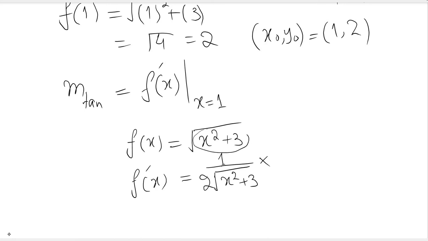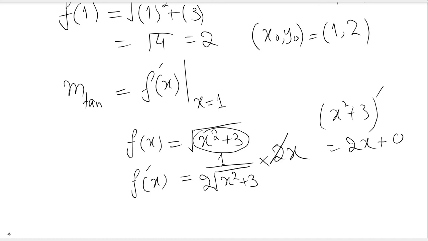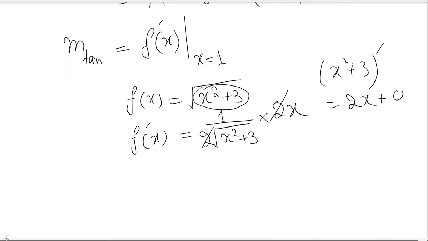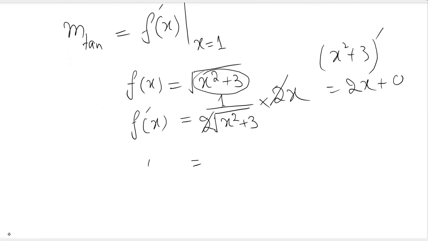This is the function which is inside the square root. We can calculate the derivative of x squared plus 3 separately: the derivative of x squared is 2x and the derivative of 3 is 0. So we write down 2x over here, and this 2 cancels out the 2 in the denominator. So the derivative is x divided by the square root of x squared plus 3.